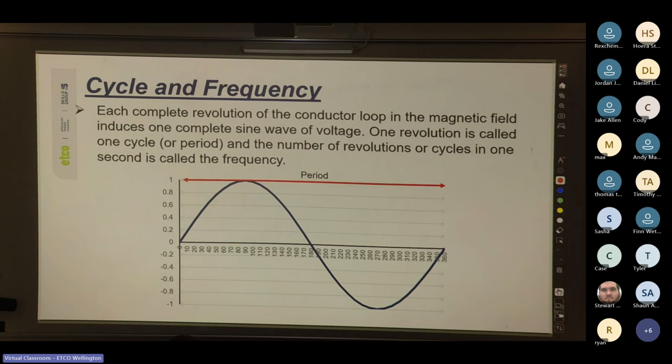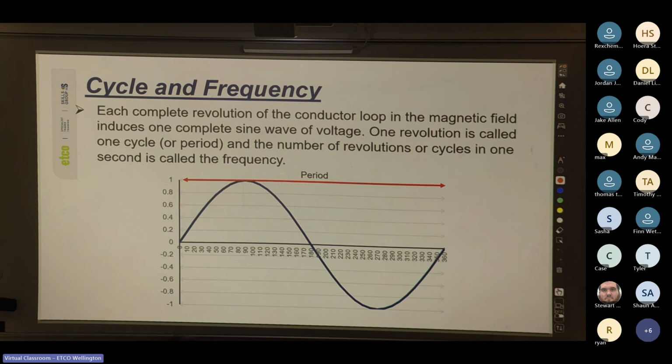Cool. So cycle and frequency. Each complete revolution of the conductor loop in the magnetic field induces one complete sine wave of voltage. One revolution is called one cycle or period. The number of revolutions or cycles in 1 second is called the frequency. So the number of times it revolves around is the frequency. The amount of times the current flow and voltage go up and then down, how many times it does that, is the frequency.